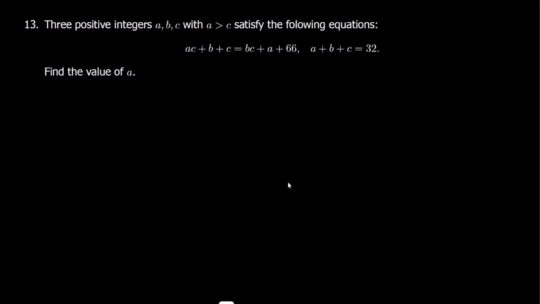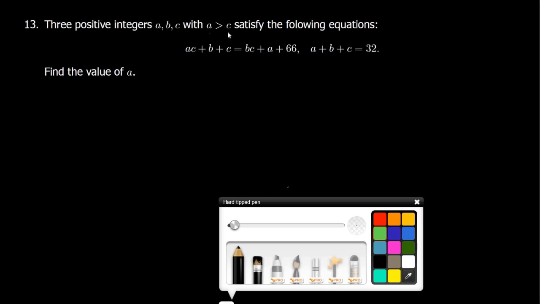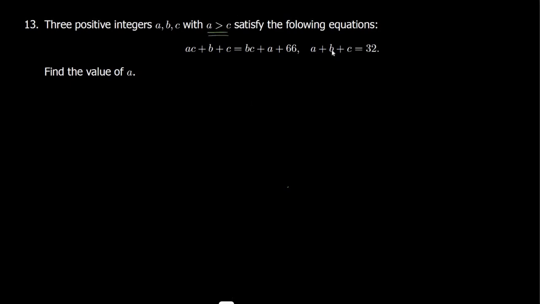Alright, in the next question, we have been given three positive integers A, B, C, where A is strictly greater than C, and they satisfy these two conditions. Now because the relation is given between A and C, let me try to eliminate variable B from equation 2 and put it in 1. So from equation 2 I can write B as 32 minus A minus C and substitute it in equation number 1 at both of these places, here as well as here.